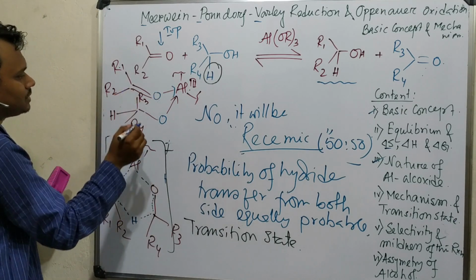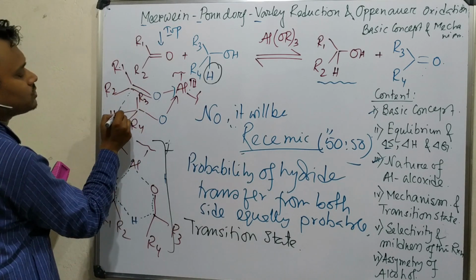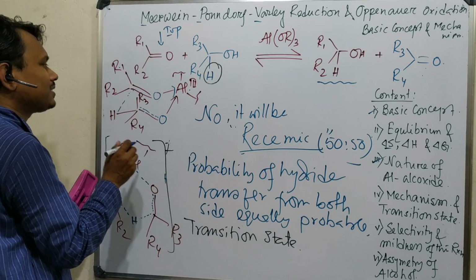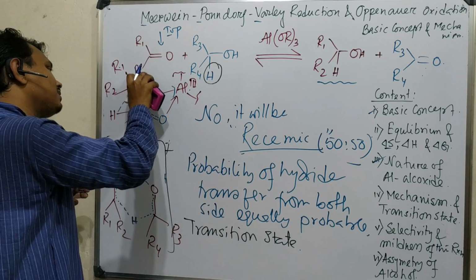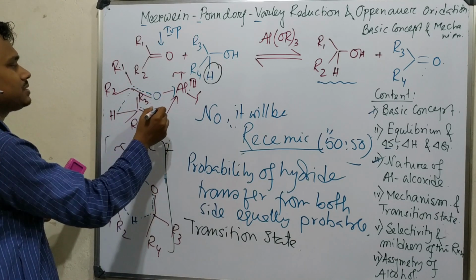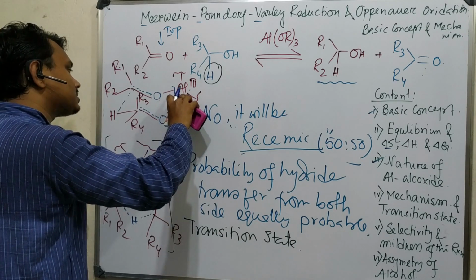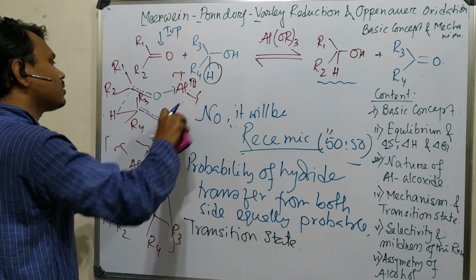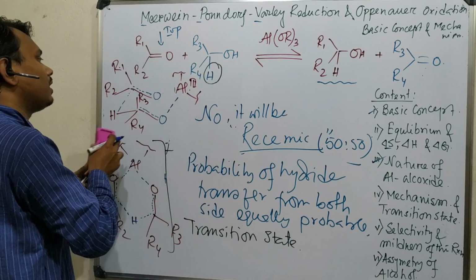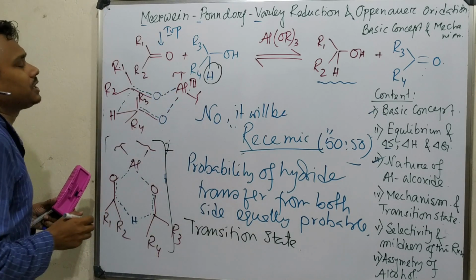So what happens? This hydride is donated in this way, this double bond is formed in this way, and this one bond will be converted into alcohol. So if we discuss the transition state, we should discuss it in this way. This is a chair-like transition state.